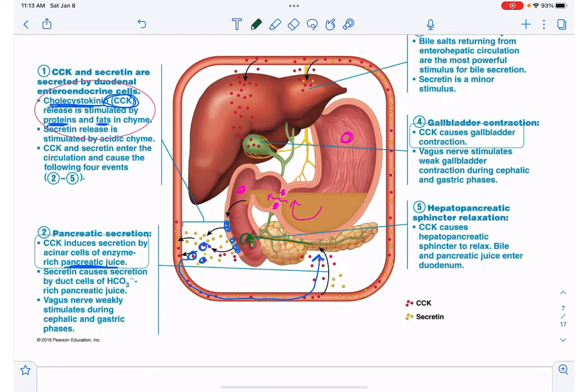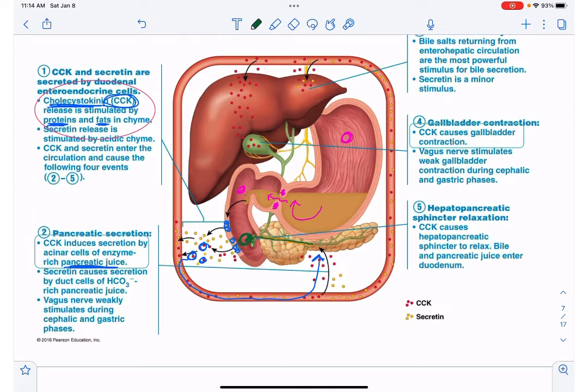So pancreatic juice: CCK stimulates the release of pancreatic juice, which contains digestive enzymes. This makes sense, right? We have proteins and fats in the small intestine, which means that it's time to release enzymes to start breaking those down. And that's exactly what these enteroendocrine cells are doing through the release of CCK.